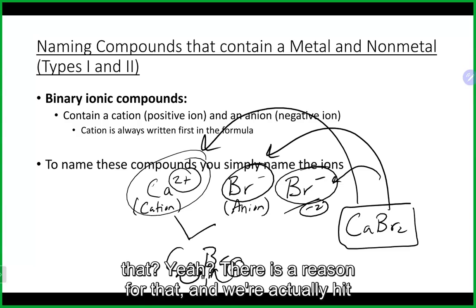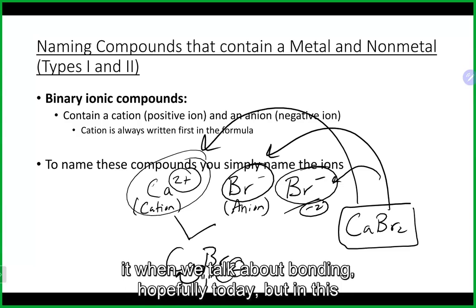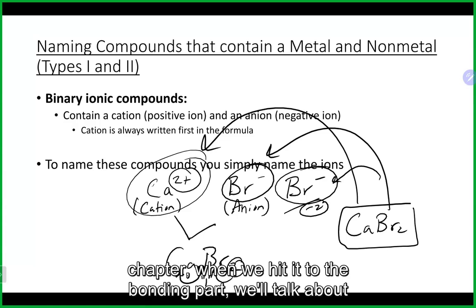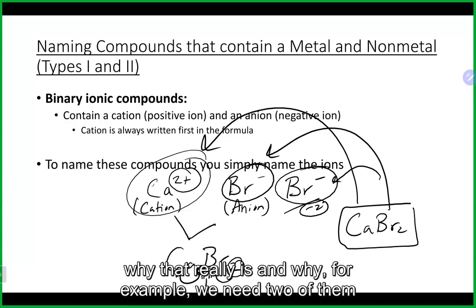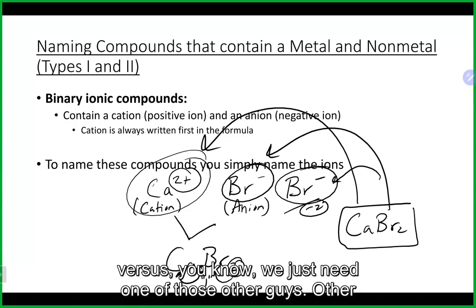There is a reason for that, and we'll hit it when we talk about bonding, hopefully today. In this chapter, when we get to the bonding part, we'll talk about why that is, and why, for example, we need 2 of them versus just 1 of the other.